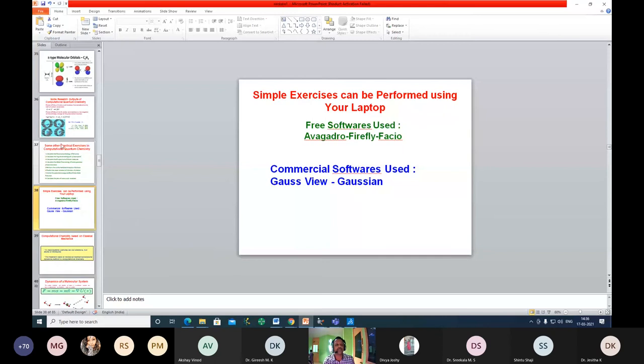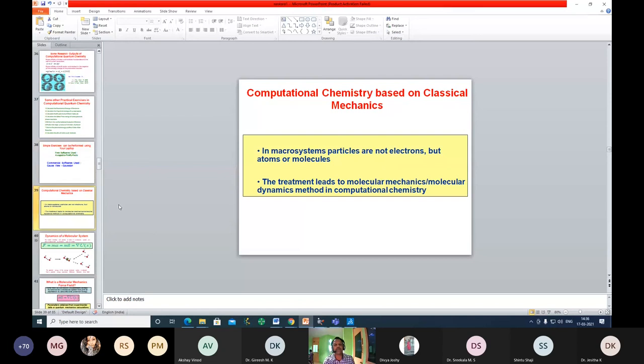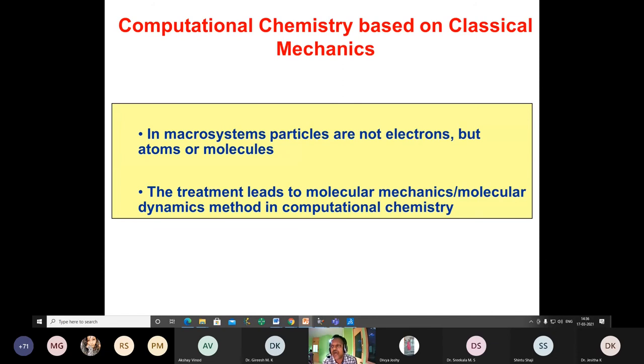Right. Now I am moving to another area of computational chemistry based on classical mechanics or statistical mechanics. In the previous discussion, our particles were electrons, we were dealing with quantum or microparticles. In this computational classical mechanics, or molecular mechanics, the particles are atoms and our systems are bigger molecules or macromolecules like protein systems or polymer systems. So the treatment leads to the molecular mechanics or molecular dynamics method in computational chemistry.